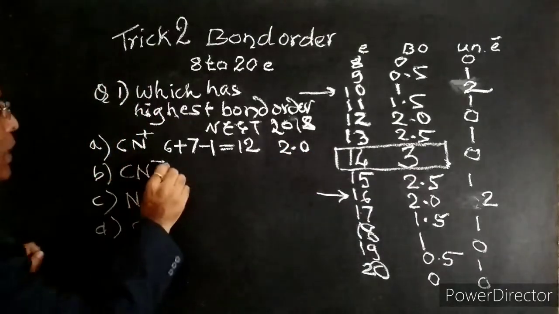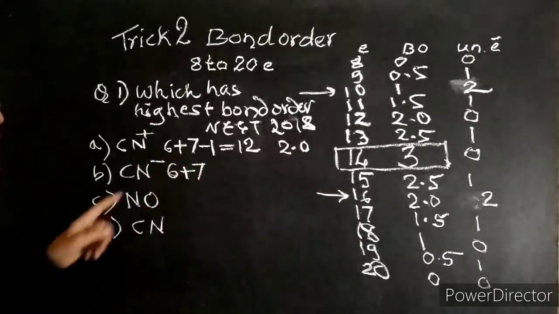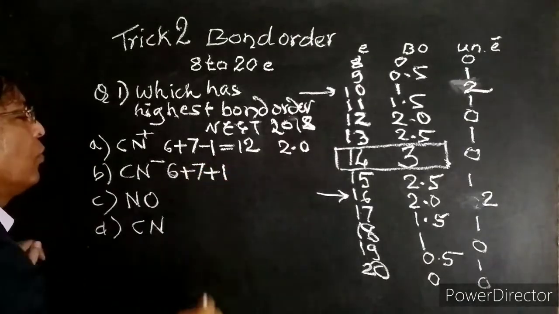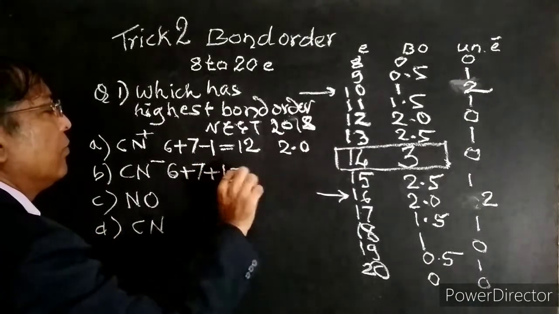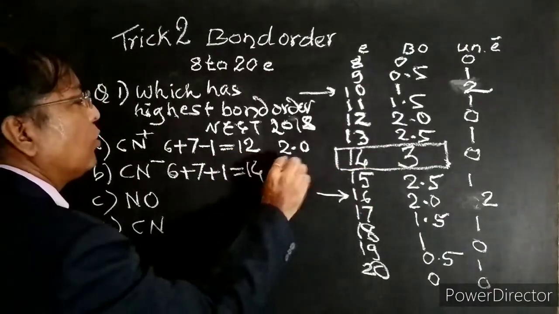In case of CN minus, carbon has 6 electrons, nitrogen has 7 electrons, and there is one minus charge, that means it has gained 1 electron, therefore it becomes 14. When the molecule has 14 electrons, it has bond order 3.